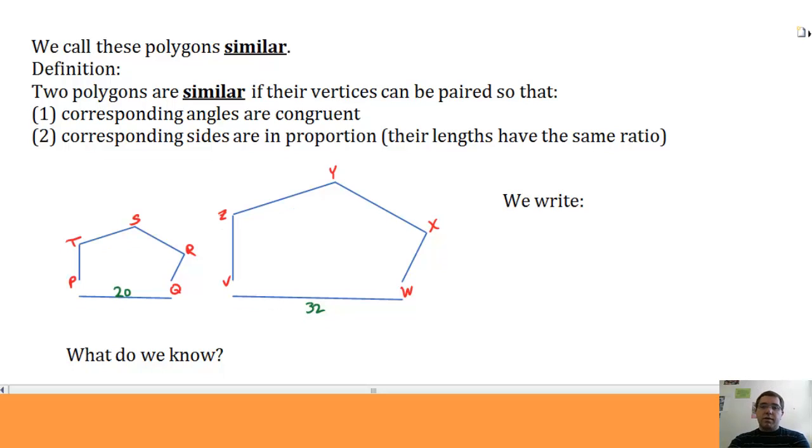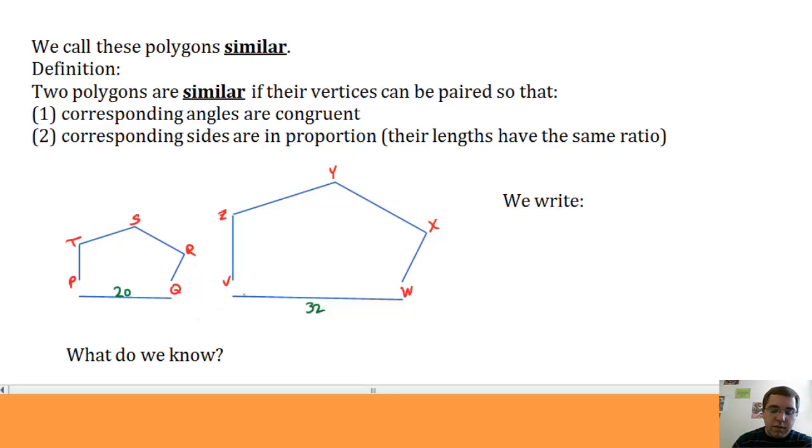The definition of similar polygons is that two polygons are similar if their vertices can be paired so that corresponding angles are congruent and corresponding sides are in proportion. It means their lengths have the same ratio. So all of the angles have to be congruent and their sides need to be in proportion.